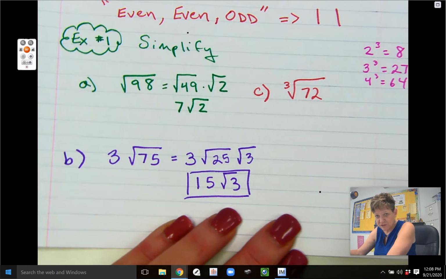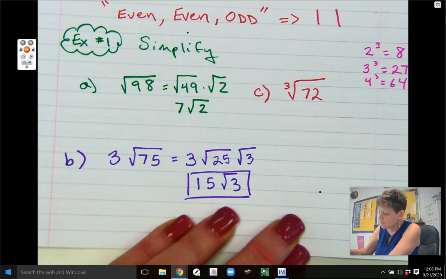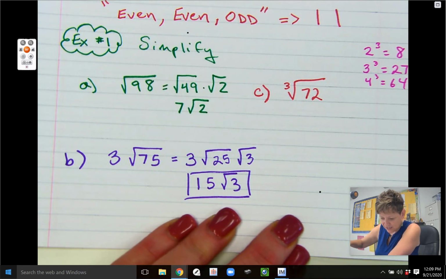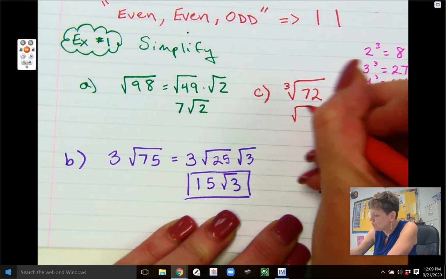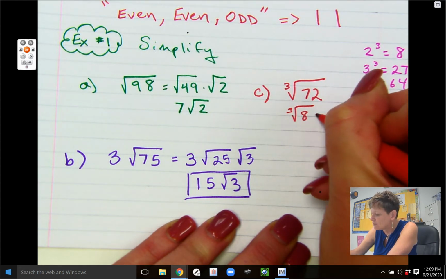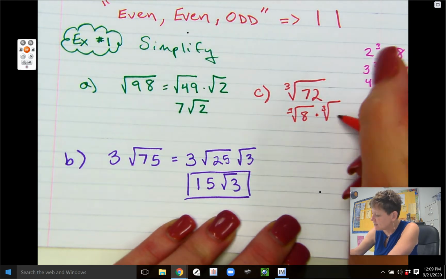And so which one of those perfect cubes goes into 72? And the answer is 8. So we can change this to the cube root of 8 times the cube root of 9, because 8 times 9 is 72.